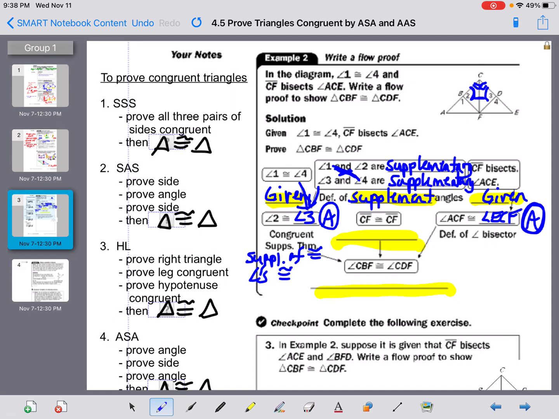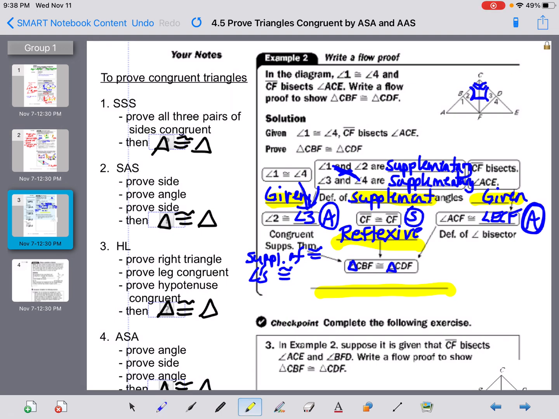How do we call that when something's equal to itself? You look in the mirror and you see yourself. Reflexive. All right, that gives me a pair of sides. So are those triangles congruent? Yep, make sure you change this to triangles. I'm not sure why they have angles. Triangle CBF and triangle CDF are congruent.